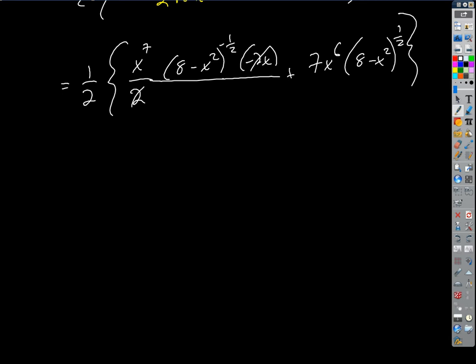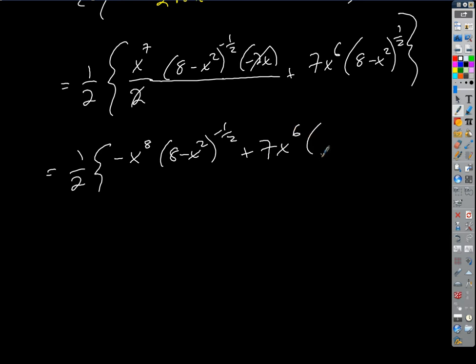Let's just go one more step. Let's combine those. So I'm going to get a minus x to the 8th times 8 minus x squared to the minus 1/2, plus 7x to the 6th times 8 minus x squared to the positive 1/2.